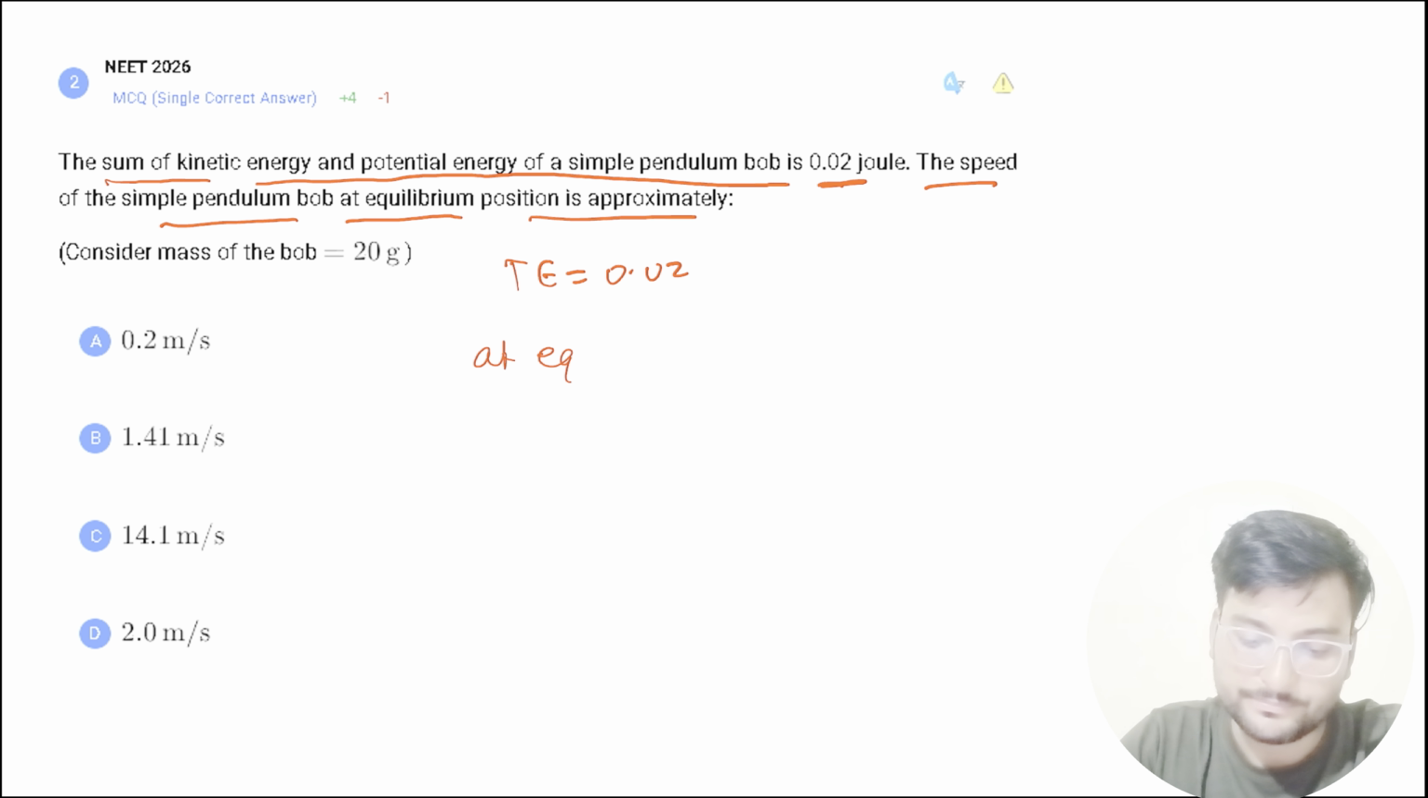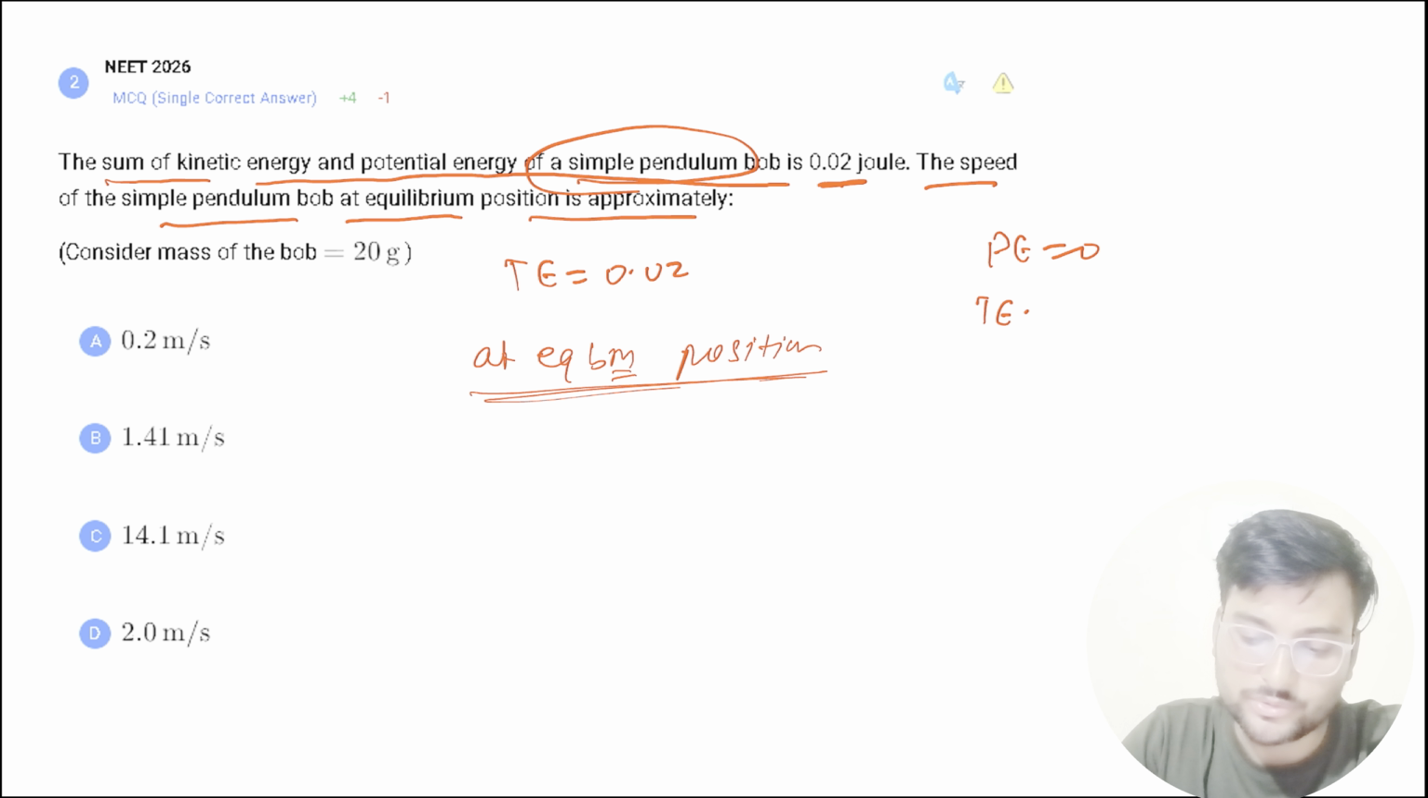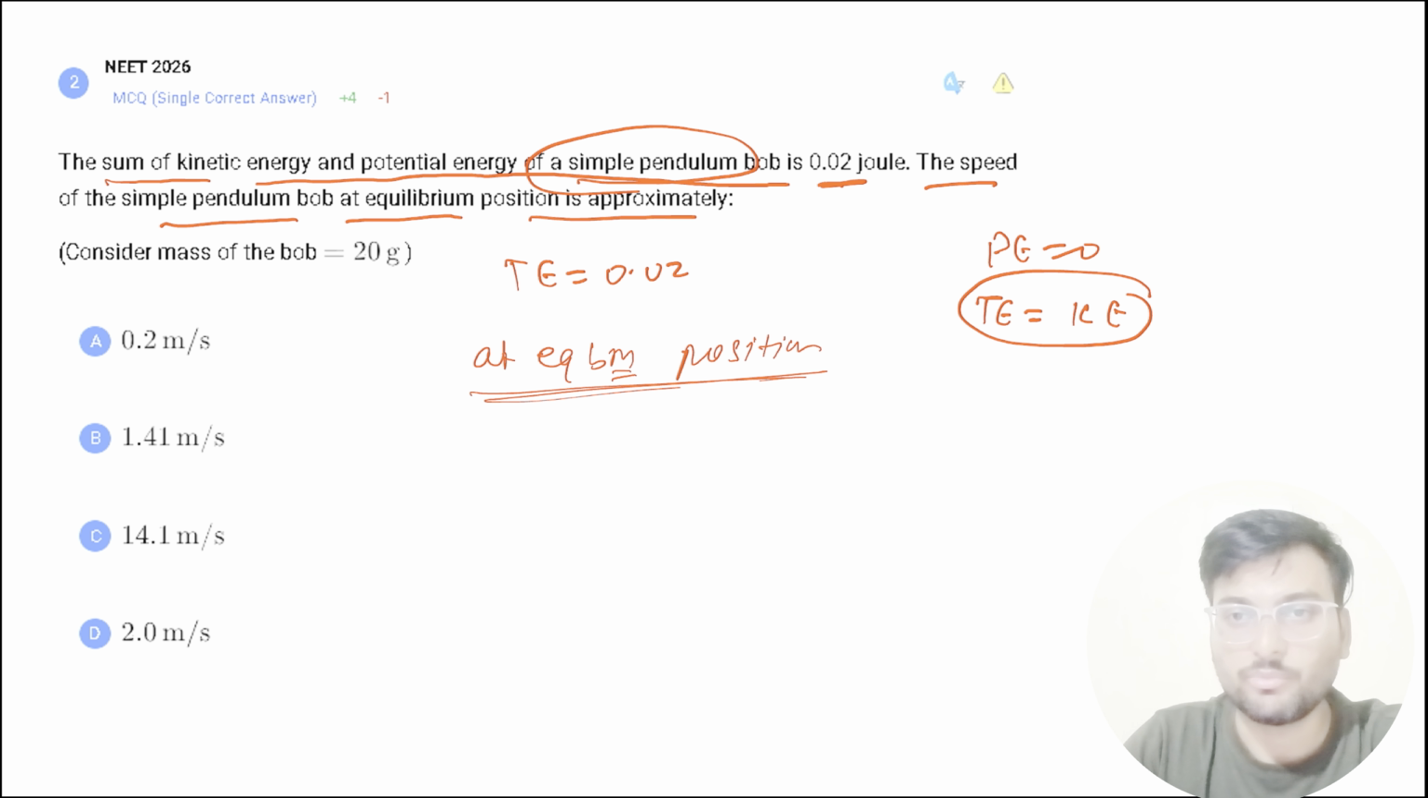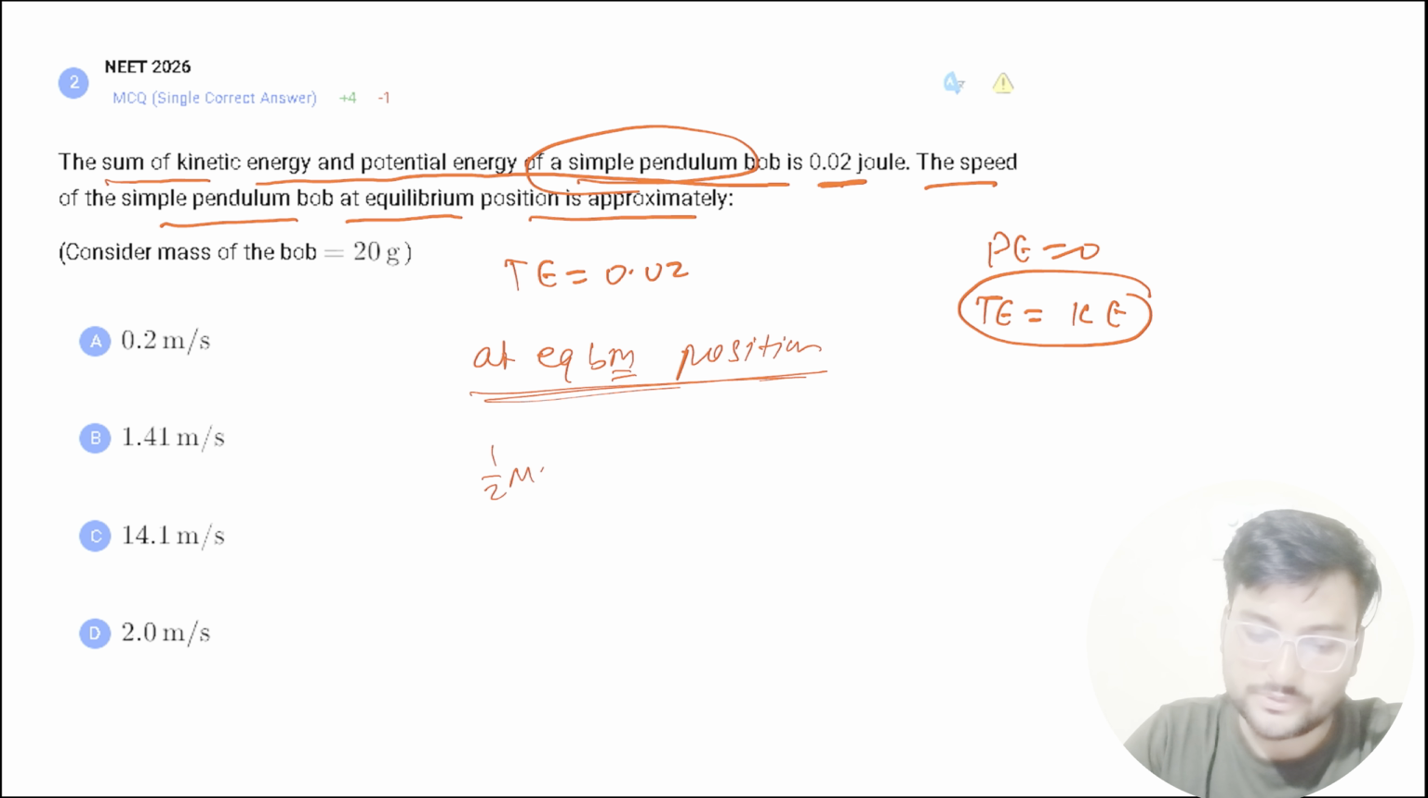So at equilibrium position, we can say that in the case of the pendulum problem, the potential energy of the particle is 0. So the total energy is only due to the kinetic energy, right? Because the movement of the pendulum will be there. Understood? So we are talking about how much? Half m v square is equal to how much?